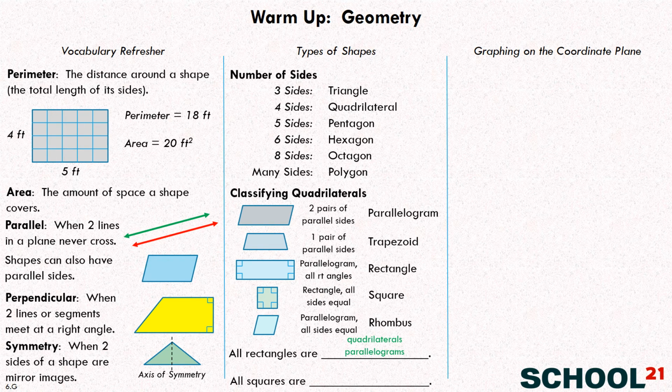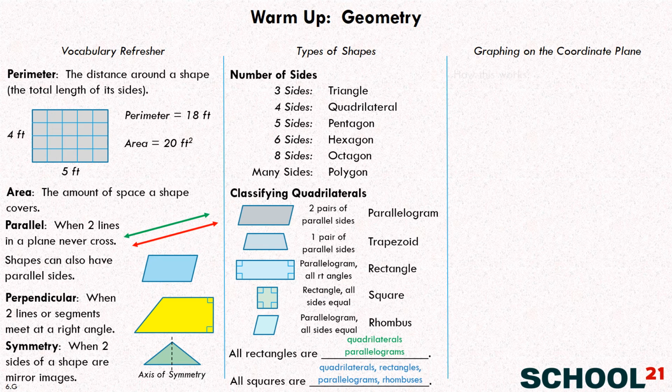Okay, one more here. All squares are, what could go in the blank here? Rectangles, good. Parallelograms, good. What else? Quadrilaterals. Anything else? Some people would say, I'll go ahead and fill it in here, that last one, some people would say squares are also rhombuses. Some people define a rhombus as not having right angles, so sometimes you'll see that. But sometimes you just see a rhombus is a parallelogram with all sides equal, so square is a type of rhombus, some people would say.